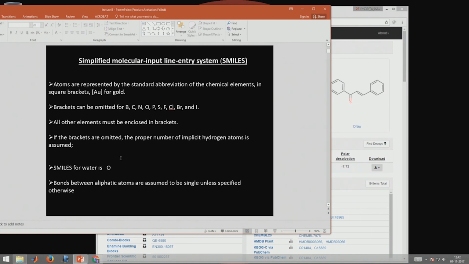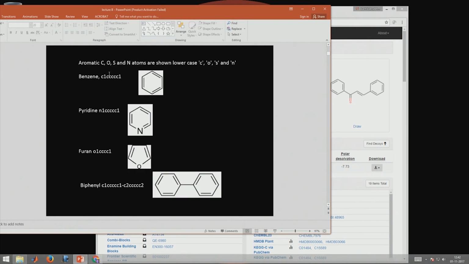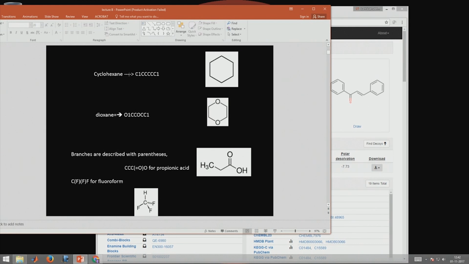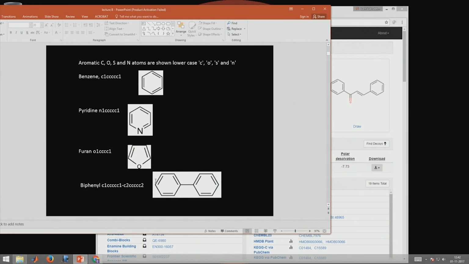Hydrogens are implicitly assumed. If it is aromatic, we use lowercase. If it is aliphatic, we use uppercase. So if you have C1 and C1 coming at the beginning and end, that means there is a bond, this is a ring. And if you are enclosing with a parenthesis, that means this is a side chain. So typically there is a ketone connected to the third carbon, that is what it means.